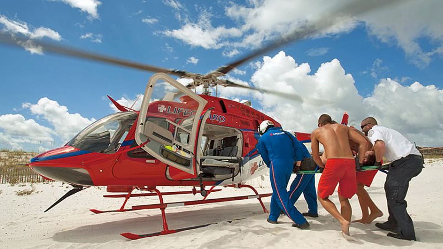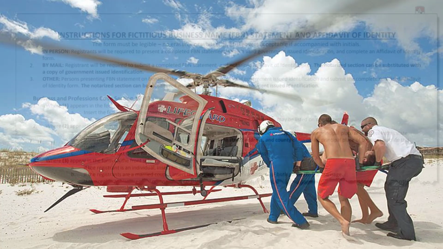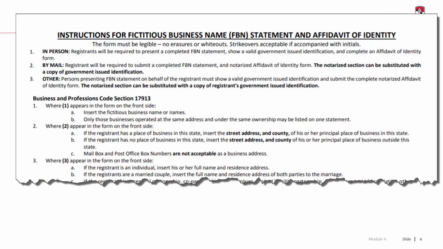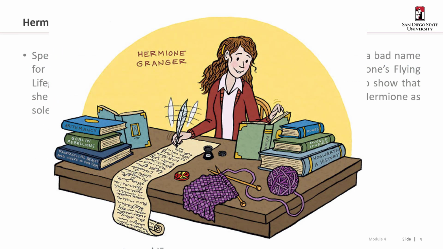Speaking of marketing, Hermione recognizes early on that Hermione is a bad name for her business. So she decides she's going to operate under the name Hermione's Flying Lifeguards. In California, she's required to file a DBA, or doing business as, filing to show that she's operating under a fictitious name. You do that with the county in which you're located. But underneath it all remains Hermione as the sole proprietor of this business.